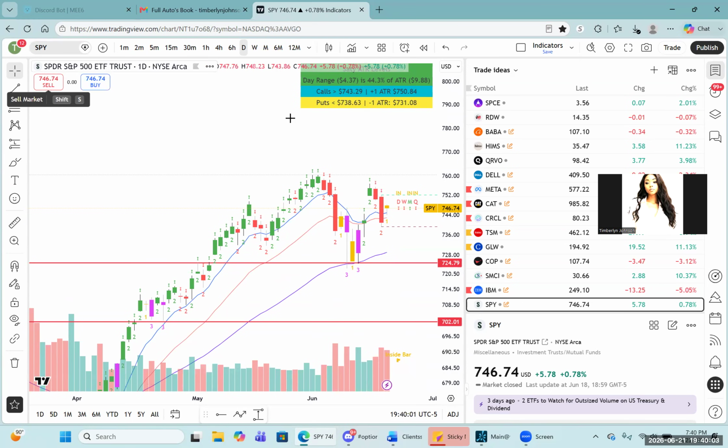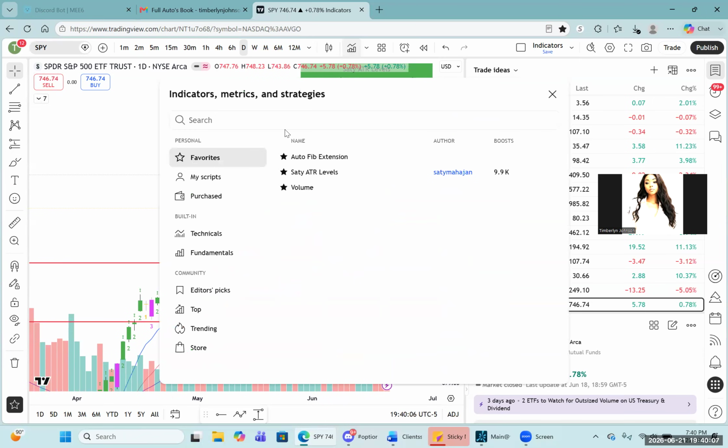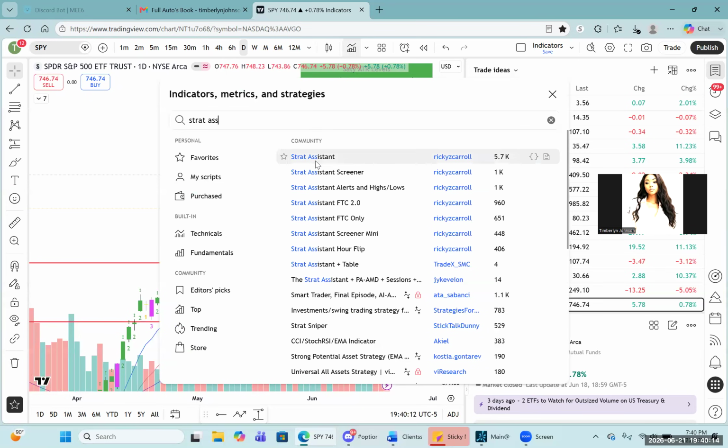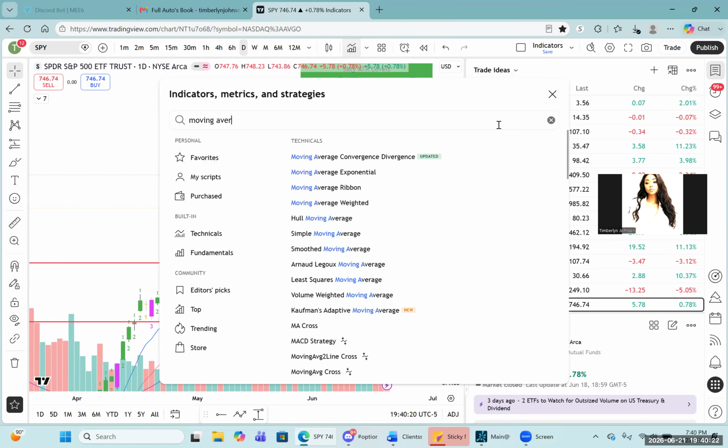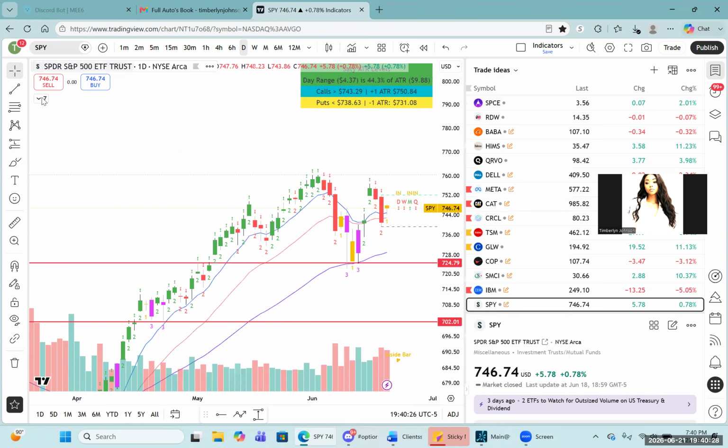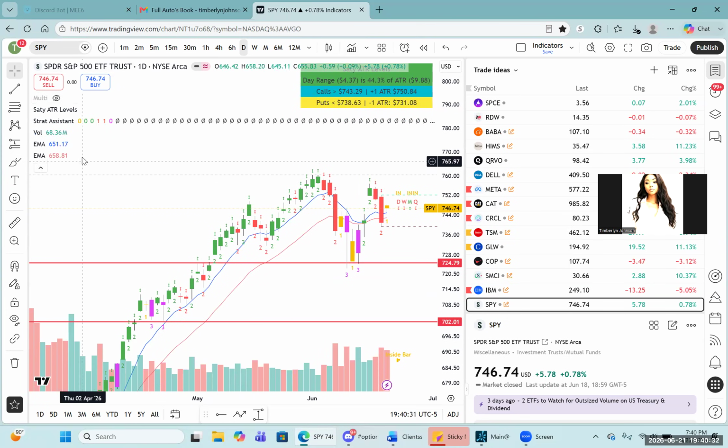So typically how you add your indicators, you just go right here. And then when Strat Assistant, if you don't have that one, you will go ahead and type that in, add it to your chart. The EMAs that I told you about, just type in your moving average. And then it's going to be this moving average exponential. And you know what? I want to do this with you guys because you're going to have to add it maybe like a couple of times.